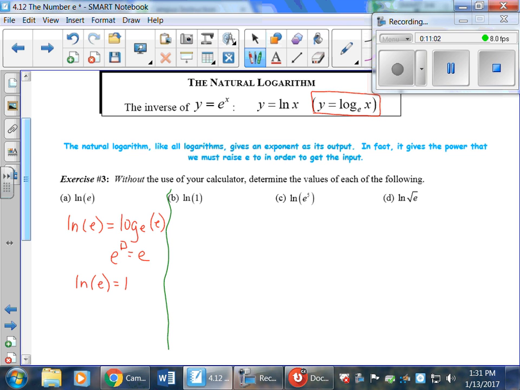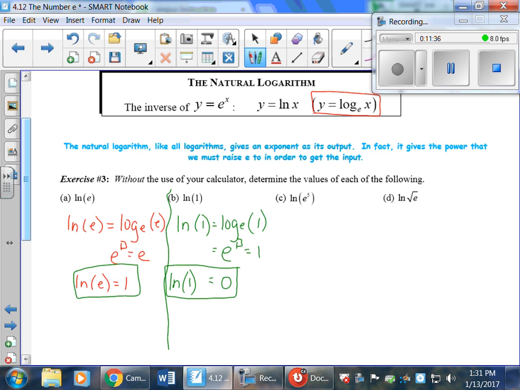We can do the same thing for this one. So this says the natural log of 1 is equal to log base e of 1. Now we translate that to e raised to what power is equal to 1, and we know this has to be 0. So the ln of 1 equals 0. These are all very important numbers that you will need to know.